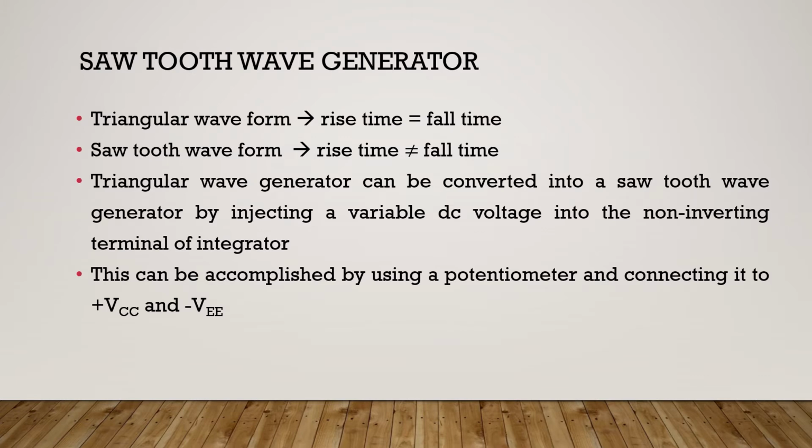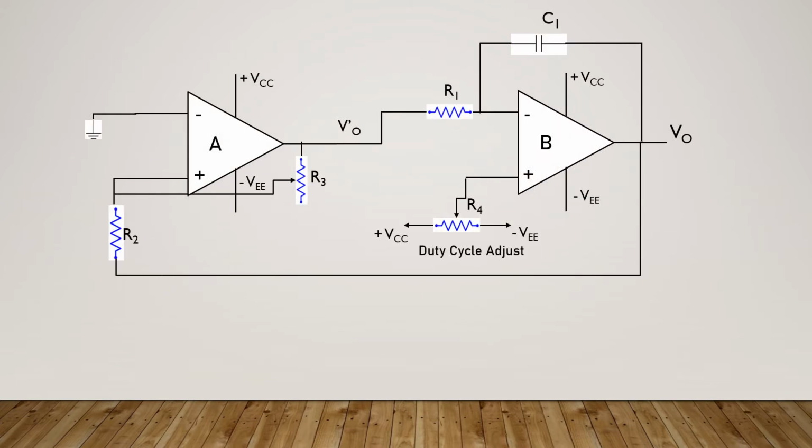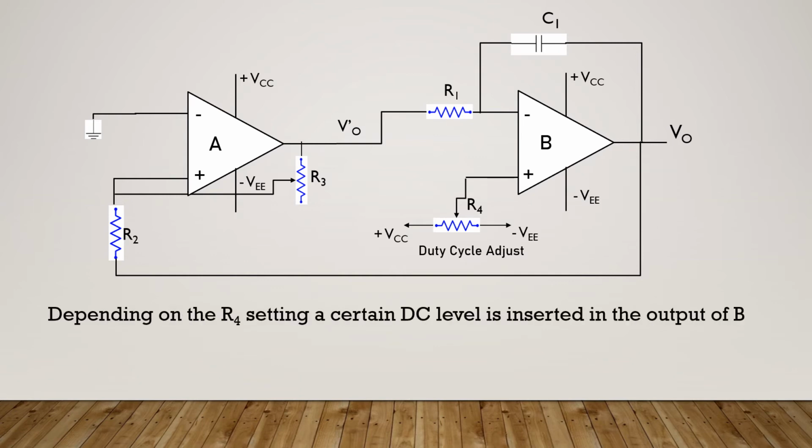We will see the circuit diagram of this sawtooth wave generator. It is the same circuit that was used for our triangular or rectangular wave generator, only instead of grounding the non-inverting terminal of the integrated circuit, we are connecting it to a variable resistor, which we call the duty cycle adjustment, the potentiometer R4. Depending on the R4 setting, a certain DC level is inserted in the output of the integrated circuit, that is, the output of circuit B.